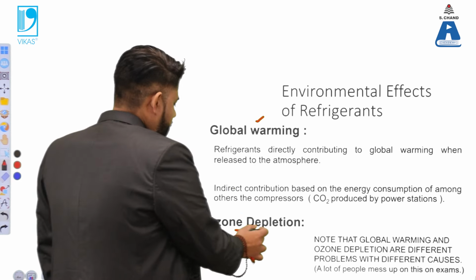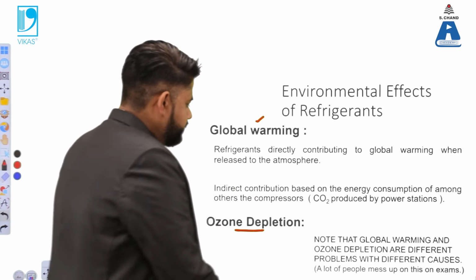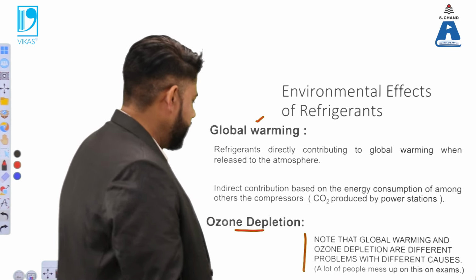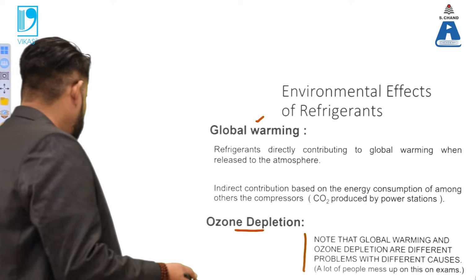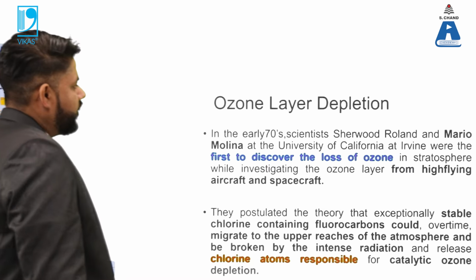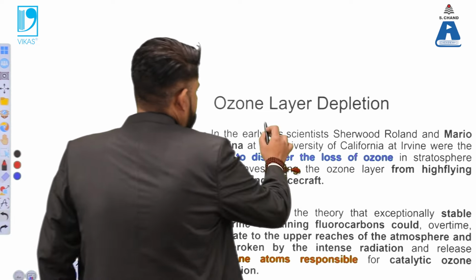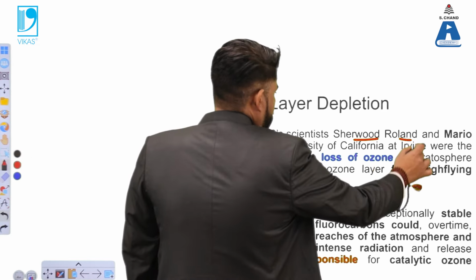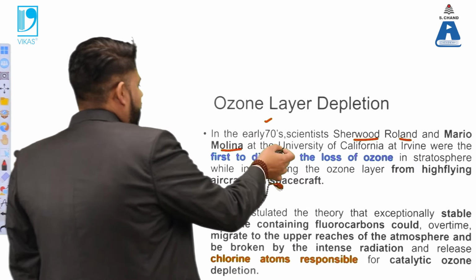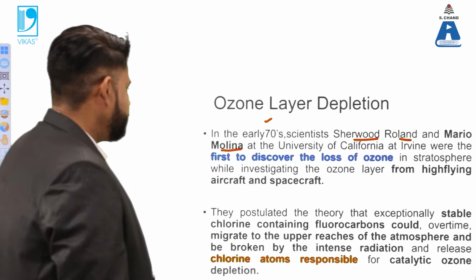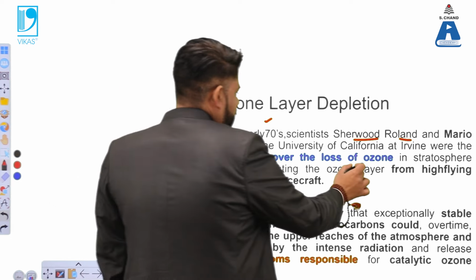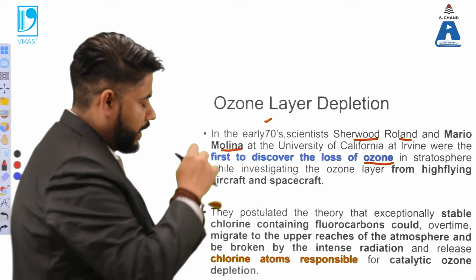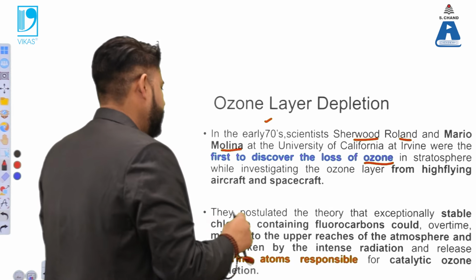And ozone depletion is no doubt one of the causes of concern. It ultimately leads to several problems, and there has been a lot of debate on this topic of ozone depletion since the early 70s. The scientists were Sherwood Rowland and Mario Molina at the University of California. They first discovered that the loss of ozone in the stratosphere was there because of the high flying aircraft and spacecraft.